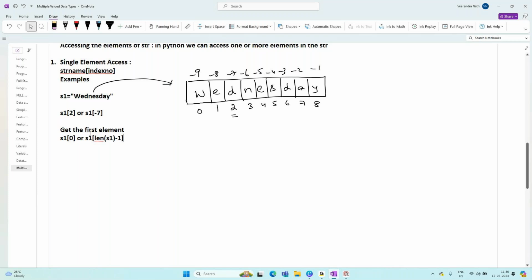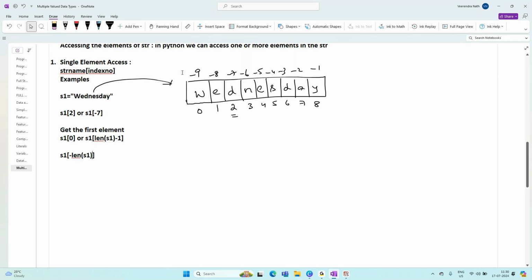How to get the first element? Either I can use S1 of 0 or S1 of len of S1 minus 1. Okay, now I will ask you to use the negative index. S1 of, what will you say? You automate the program. Automating the program in the sense I don't want to use this hard coded minus 9. Now I know the length, I can use minus 9. But for everything, I have to get the first value using negative indexing. What will you do? Minus of len of S1.